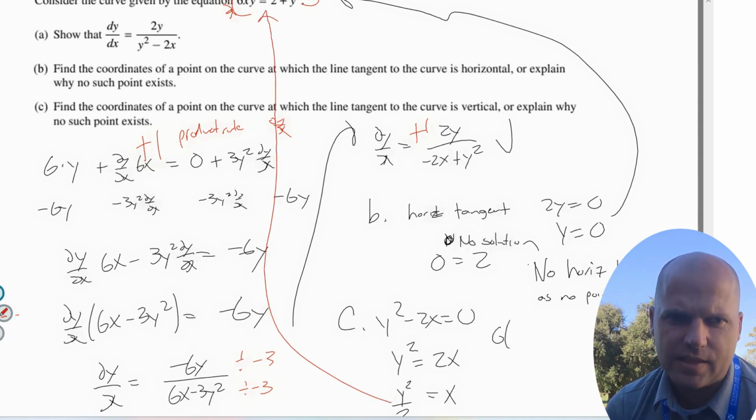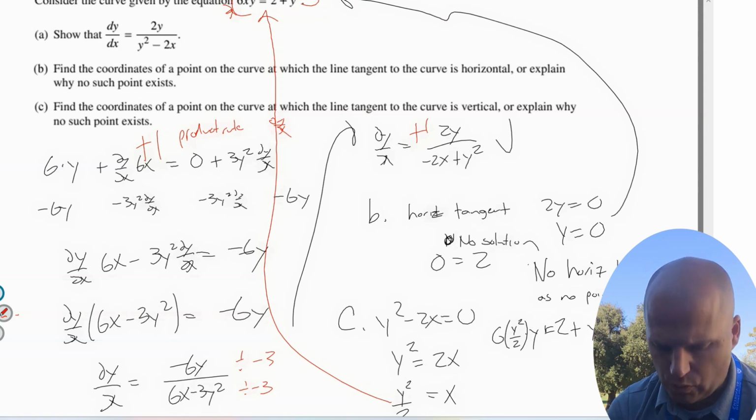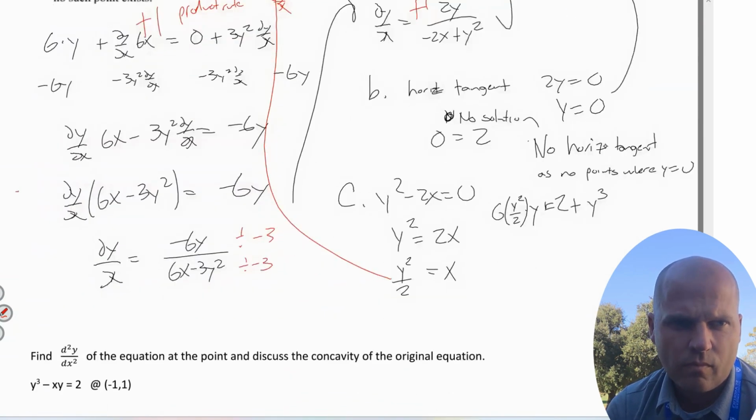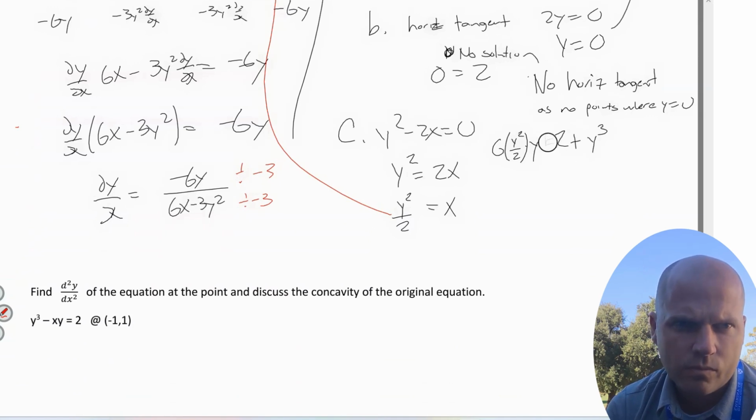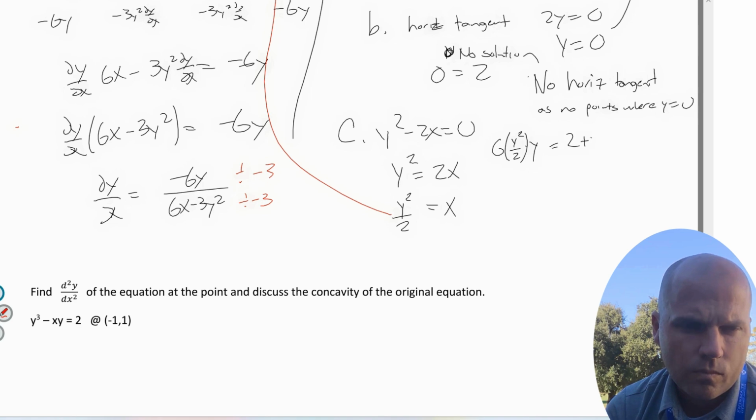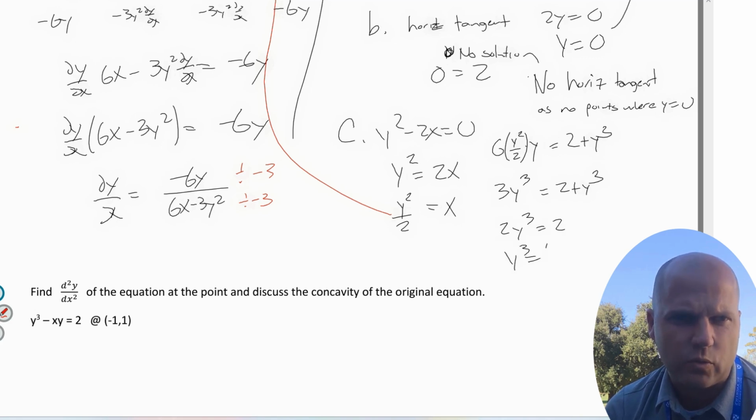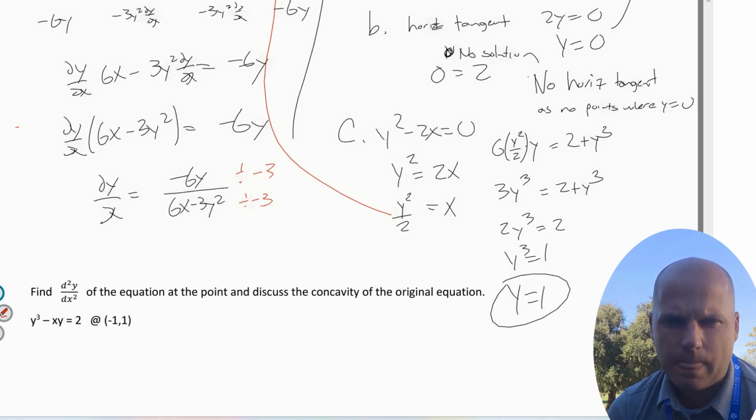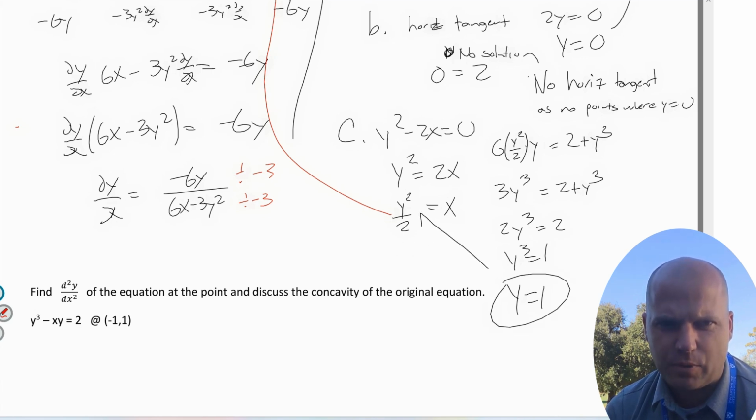I get 6 times y squared over 2 times y equals 2 plus y cubed. So give me 3y cubed equals 2 plus y cubed. That'll give me 2y cubed equals 2, y cubed equals 1, y equals 1. If y equals 1, x is a half. You could plug it back in. So you get 1/2 comma 1.